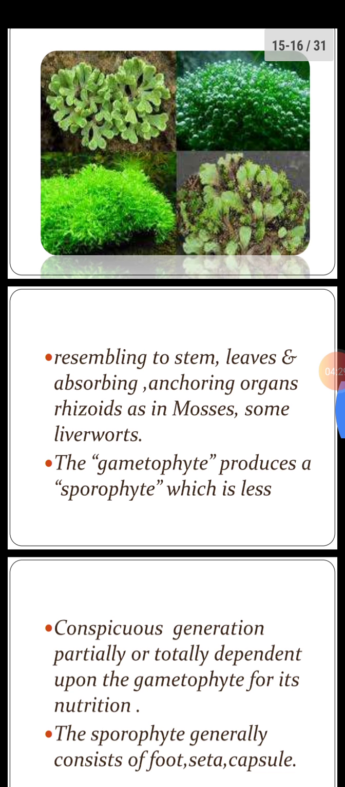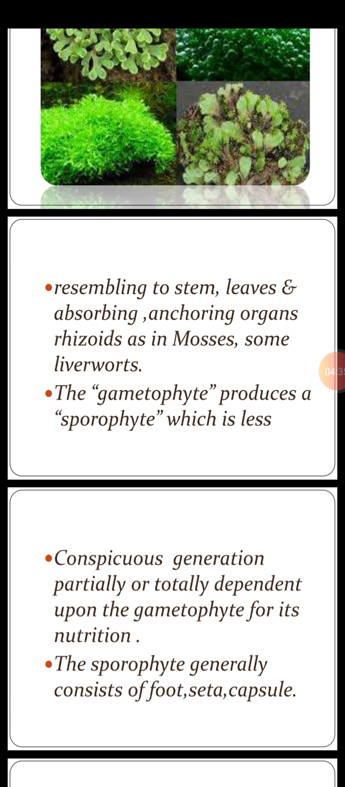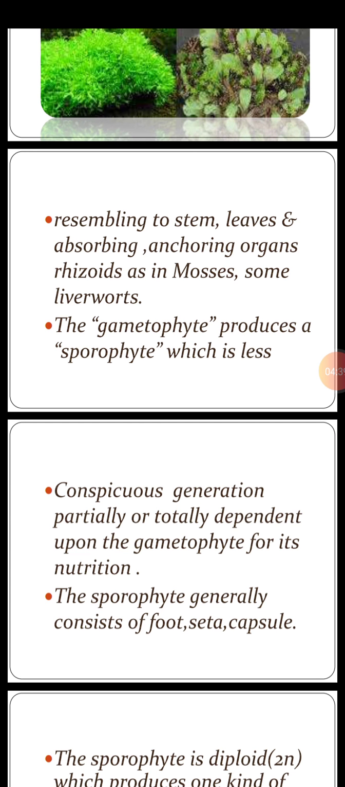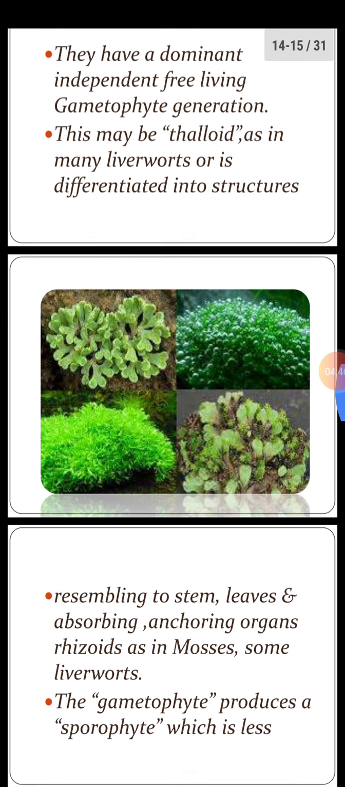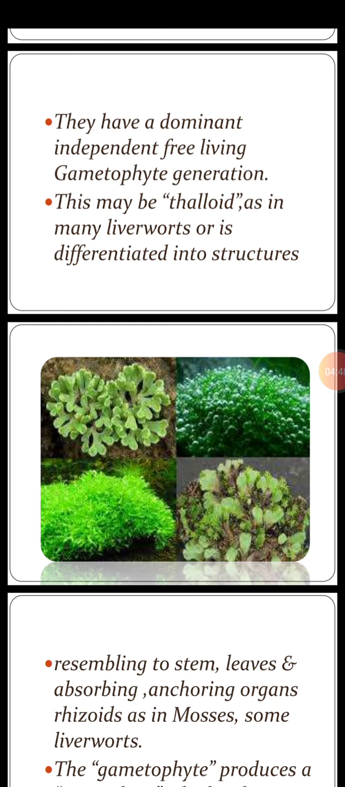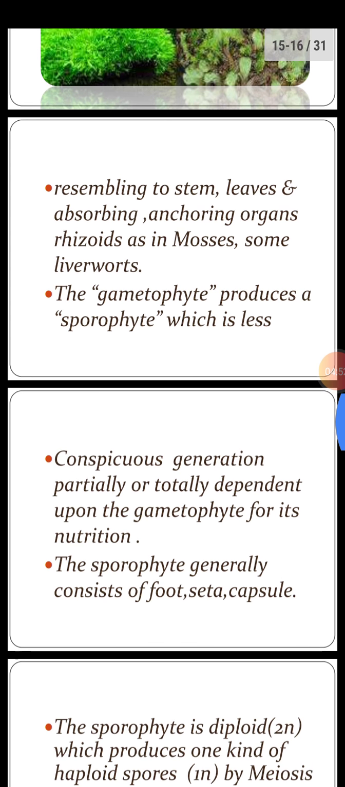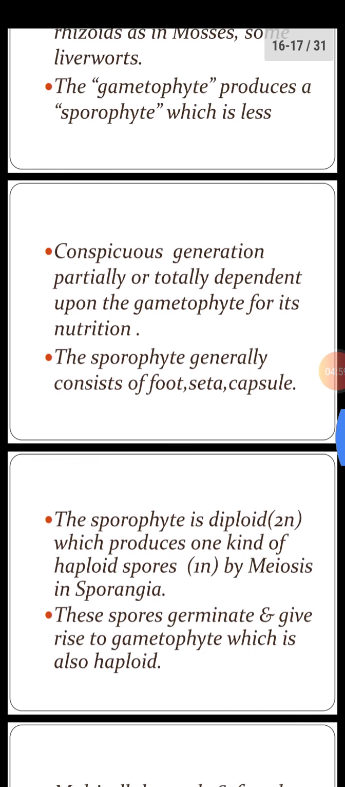The gametophyte, gamete producing generation, then produces a sporophyte, spore producing generation, which is a less dominant or conspicuous generation. Partially, half, or totally dependent upon the gametophyte for its nutrition. So students, gametophyte is the dominant generation and the sporophyte is dependent on gametophyte. Sporophyte is not dominant. The gametophyte produces sporophyte, okay.